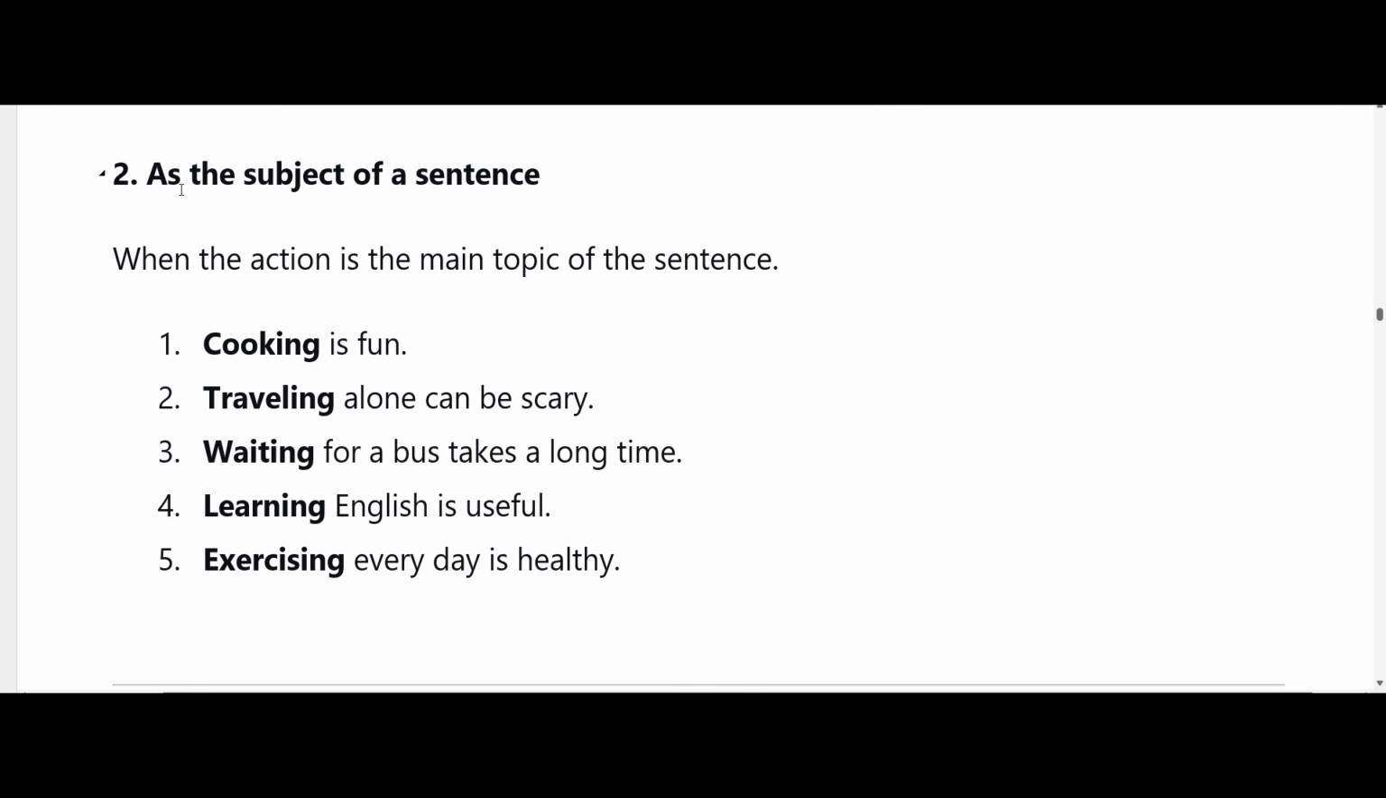2. As the subject of a sentence, when the action is the main topic of the sentence. Cooking is fun. Traveling alone can be scary. Waiting for a bus takes a long time. Learning English is useful. Exercising every day is healthy.